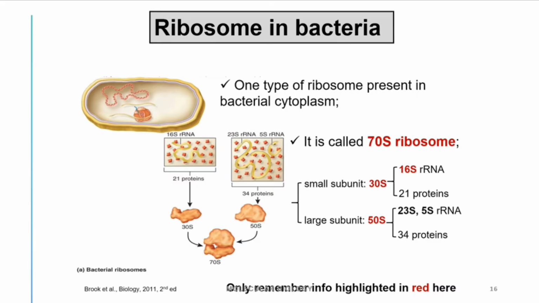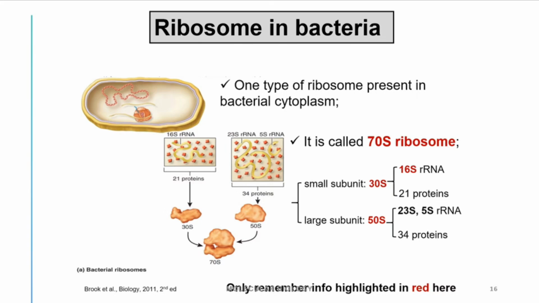The small subunit, which is called the 30S, is made up of the 16S rRNA together with 21 different proteins. On the large subunit, the 50S subunit, we have 2 pieces of RNA, 23S rRNA as well as 5S rRNA, and with it 34 different proteins, which have to come together to form the large ribosomal subunit.